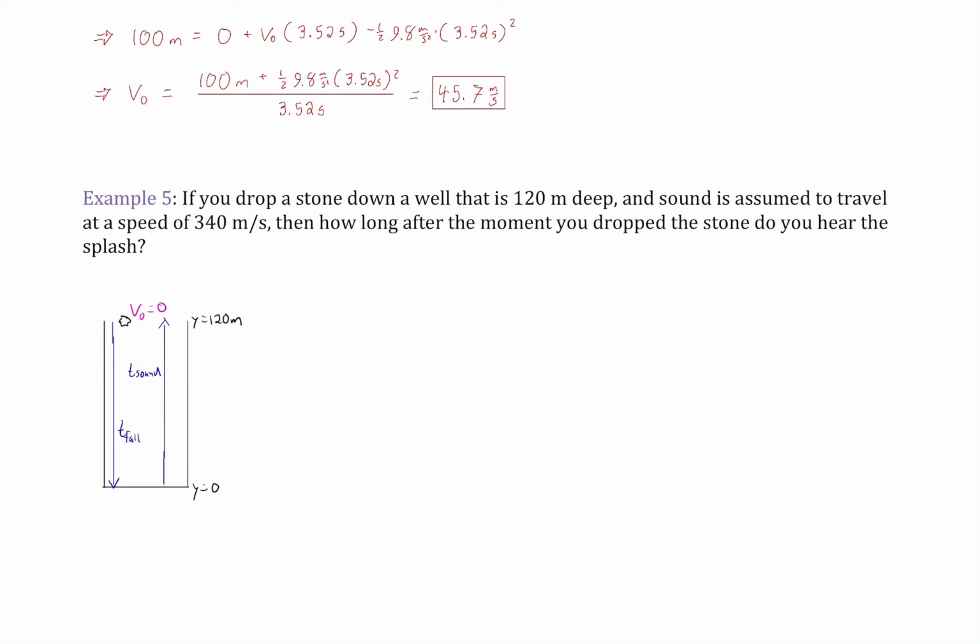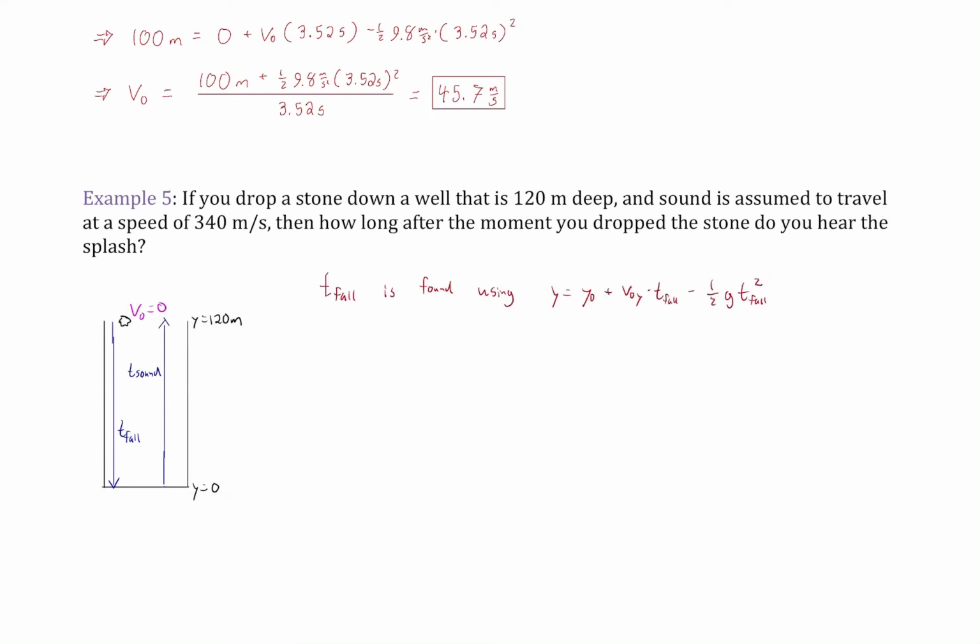So here's the idea. There's a certain time for the ball to fall down while accelerated by gravity, and then there's the time for the sound to travel back up at a constant velocity. Okay, both the travel distances are 120 meters. Our coordinate system is such that positive y is up, and 120 is the top, and 0 is the bottom. And v naught is 0 because the stone is dropped.